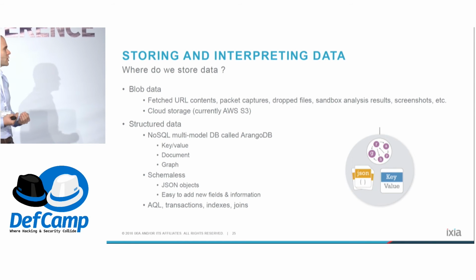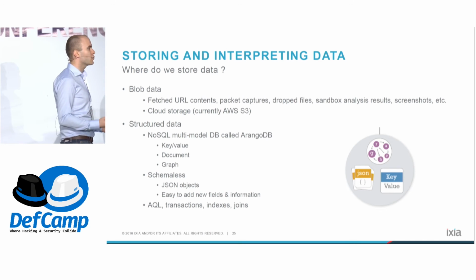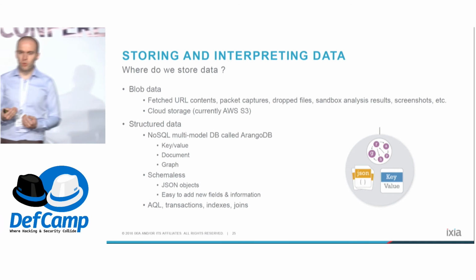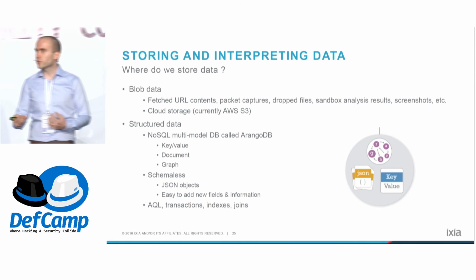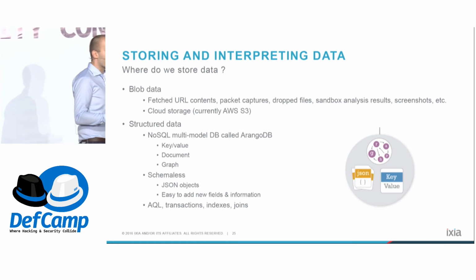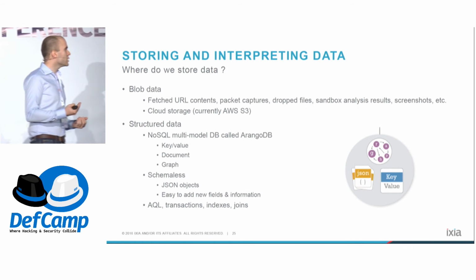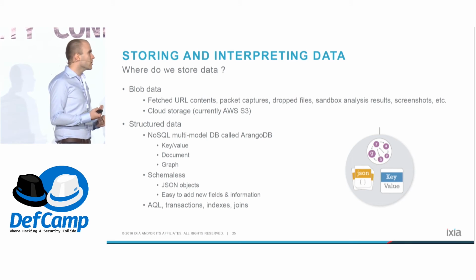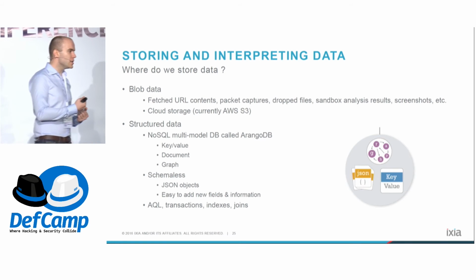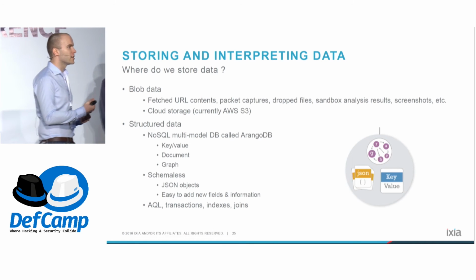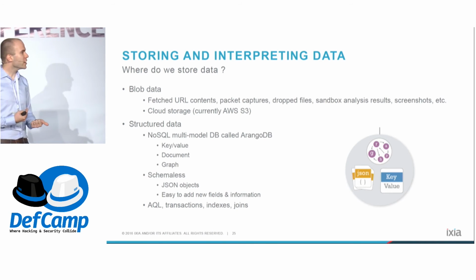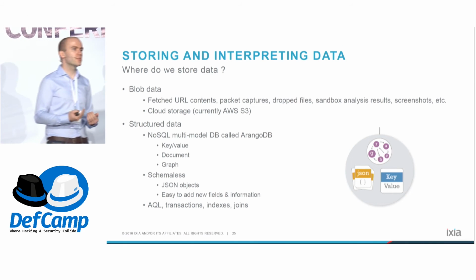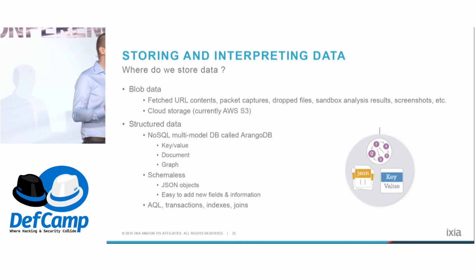Currently, we're using Amazon S3, but we've also abstracted it so that we can easily move to something else if the need arises. Now, the other more important part is the way we store structured data. For structured data, this is our actual DB, and we're using a NoSQL multimodal DB called Arango. So why multimodal? It's pretty easy for it to ingest information. You can store key value pairs, you can store document objects, and one more important thing we're using right now, you can have a graph database.